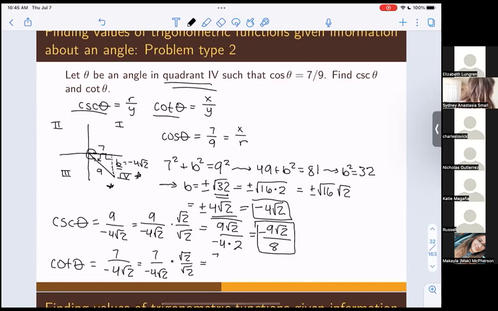In the numerator, we're left with 7 root 2. In the denominator, we have -4 times 2 again, which is -8. So our final answer is -7 square root of 2 over 8. Any questions on this example at all? Okay, then let's do another one.